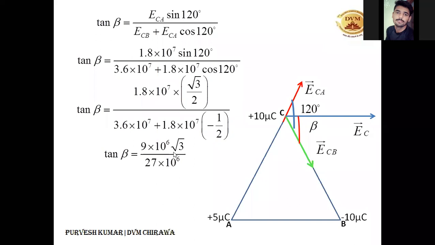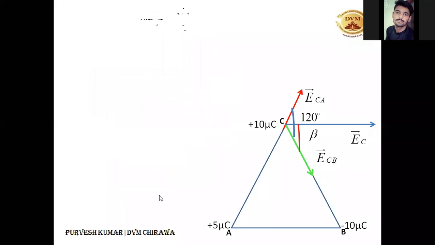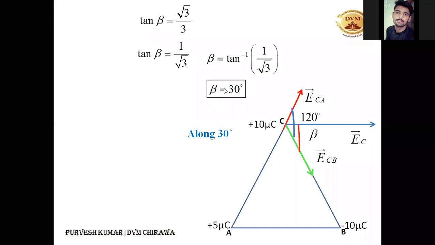Solve it up, you are left with 9 into 10 to the power 6 root 3 divided by 27 into 10 to the power 6. 10 to the power 6 gets cancelled by 10 to the power 6, and 9 divided by 27 is 1 by 3. You are left with root 3 by 3 only. And beta again comes out to be tan inverse of 1 by root 3, that is 30 degree. So now you can say that the resultant electric field EC is 1.8 into 10 to the power 7 root 3 Newton per Coulomb, and it is along 30 degree from ECB. It should be CB, not BC.